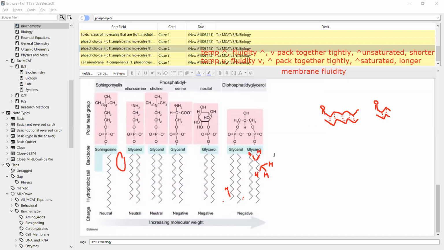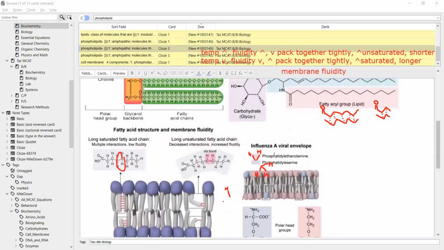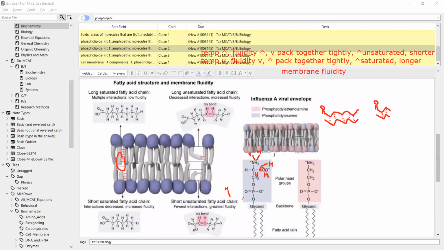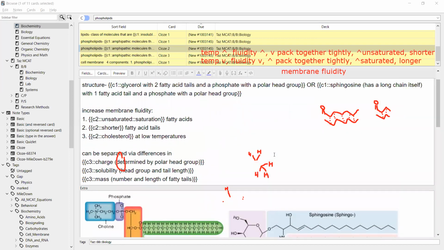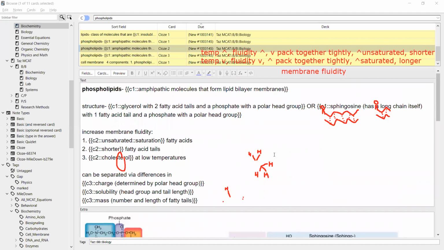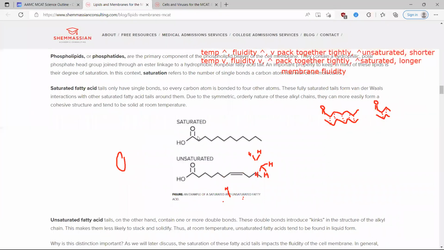Okay. So we talked about this, we talked about that, and we talked about that. Okay, good. So any questions overall on, actually, no, wait, I need to talk about cholesterol.